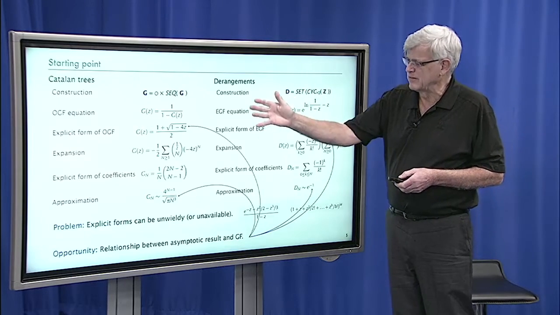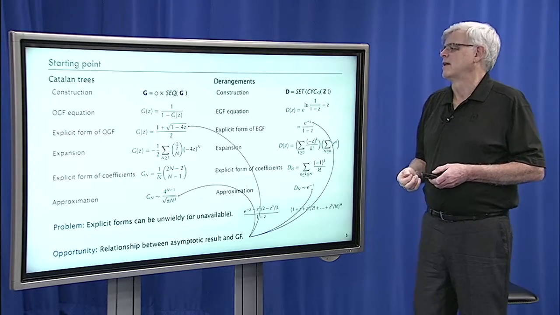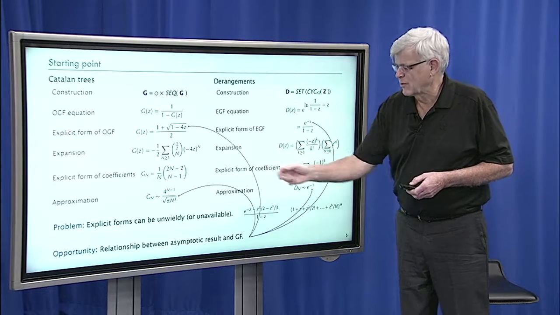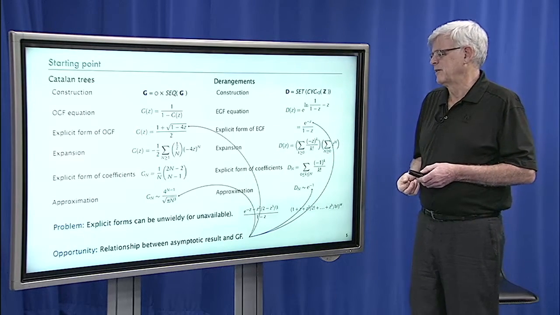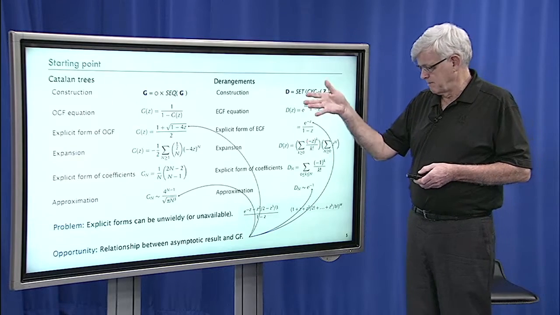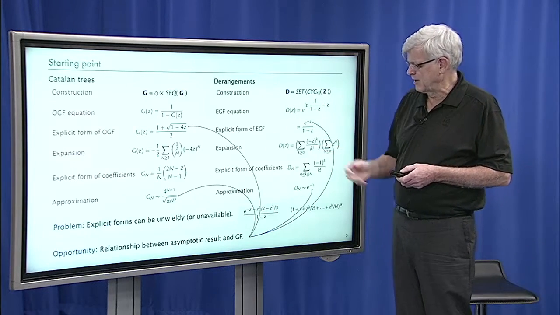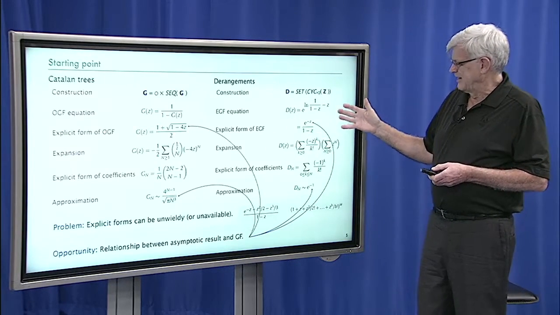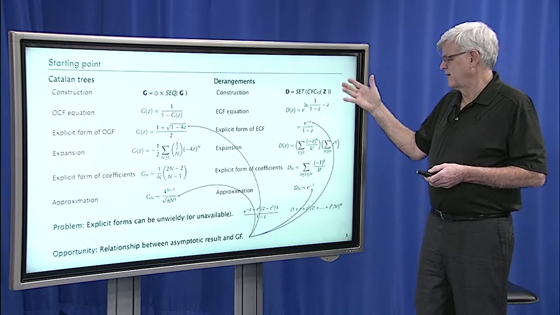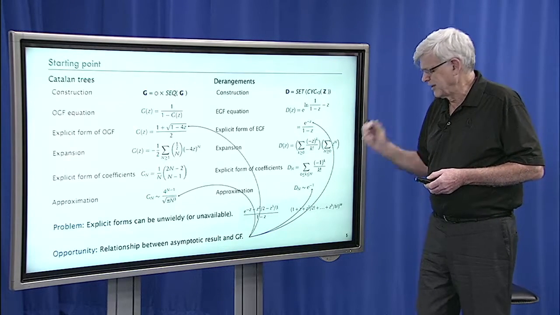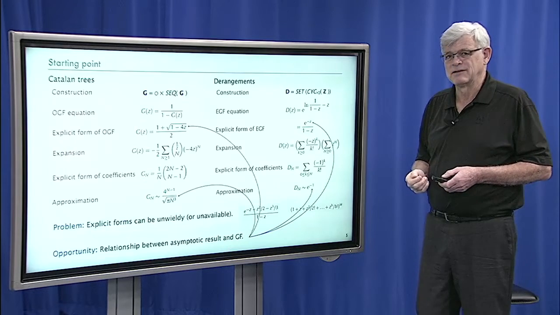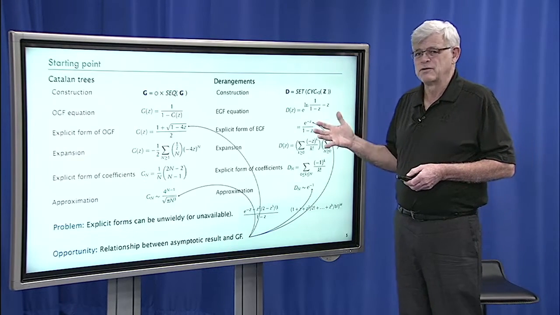There's a square root in the explicit form for Catalan trees, and there's a square root of n cubed in the denominator in the asymptotic approximation. There's an e to the minus z for derangements in the generating function. There's an e to the minus 1 in the asymptotic result. And as we'll see, that's no coincidence.